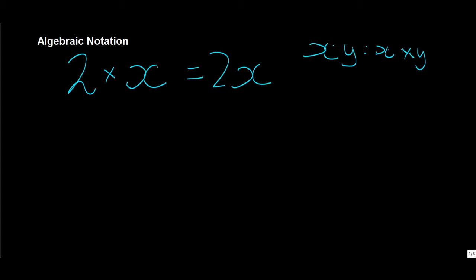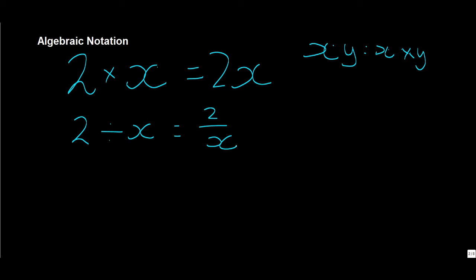Right? Now, for division, it's a bit different. 2 divided by x will always be written as 2 over x. If there's ever a division in an algebraic term, then you always write it as a fraction. You never keep it as a division.